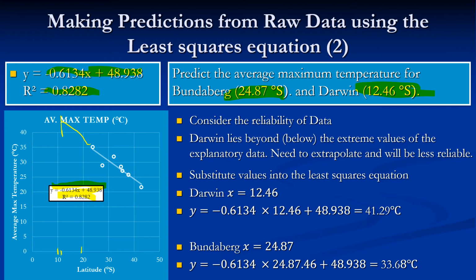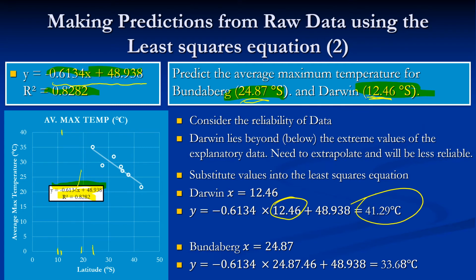So we'll substitute in those values for Darwin. We've said that Darwin is 12.46. That's our x value, and we're going to sub that into the equation. So y equals negative 6.134x plus 48.938. We've substituted that into the equation, and we've predicted that Darwin's mean maximum temperature for February is going to be 41.29 degrees Celsius.